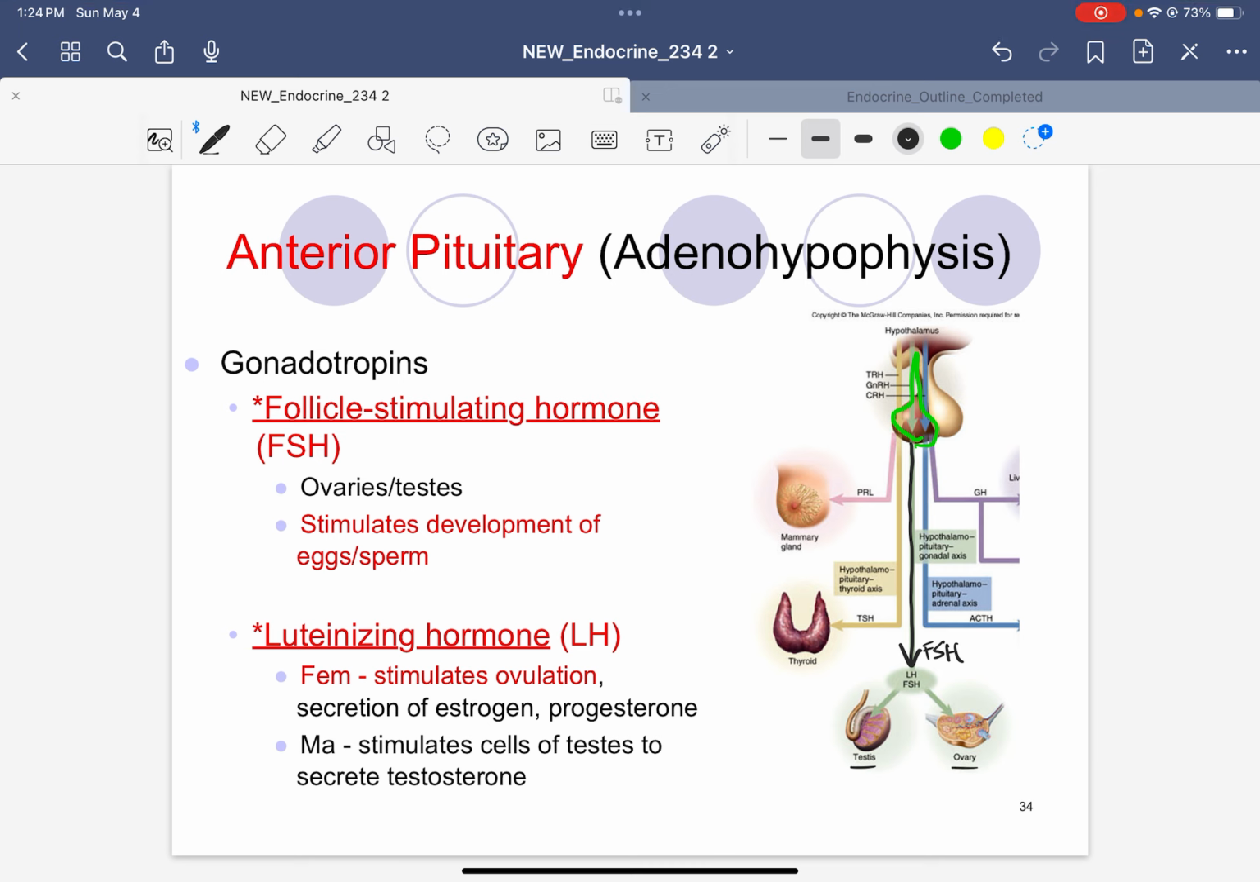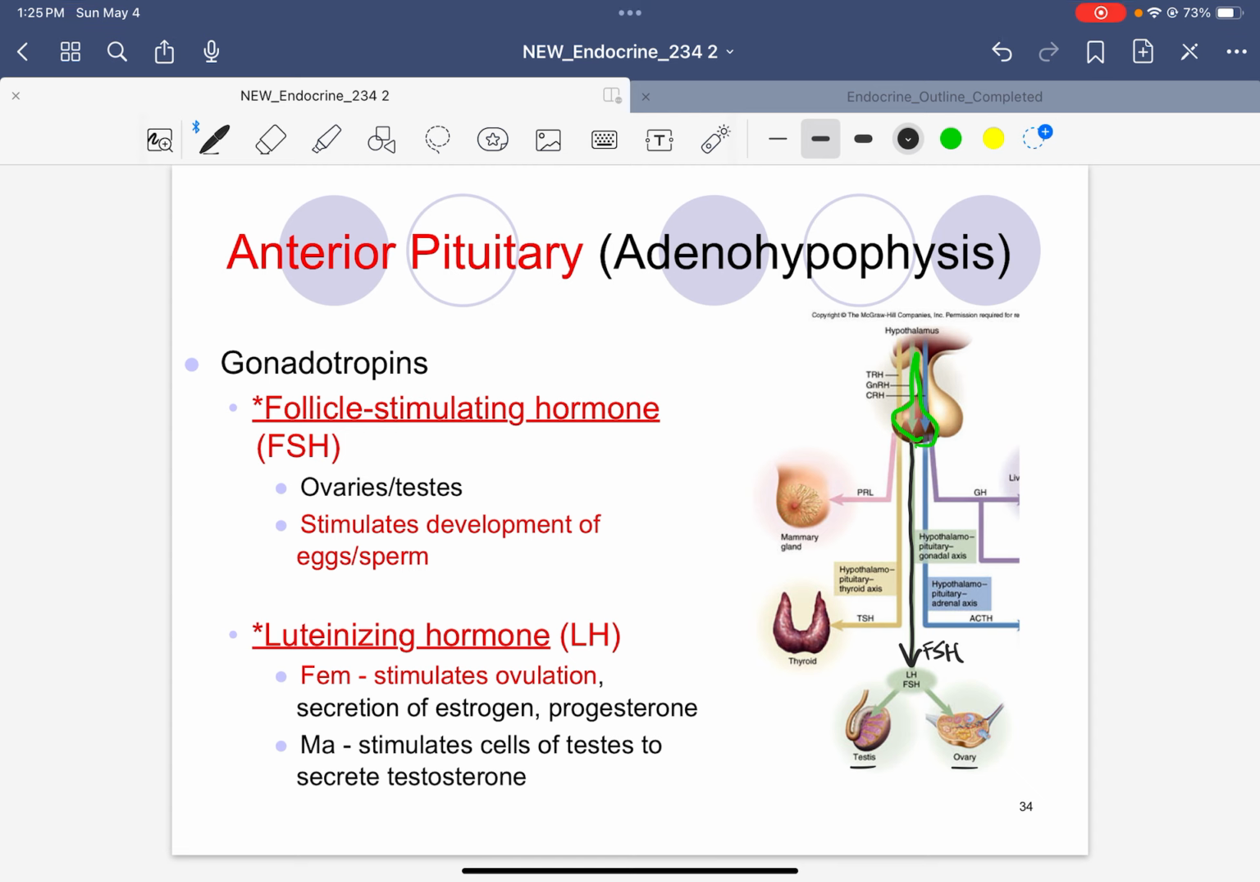It stimulates these primary sex organs to produce the sex cells. So it stimulates development of the eggs and sperm. It stimulates the follicles of the testes and the ovary to produce the egg and sperm. Isn't this crazy? Before the testes and the ovary can even begin to do their thing, they've got to receive a hormonal message from the anterior pituitary gland.